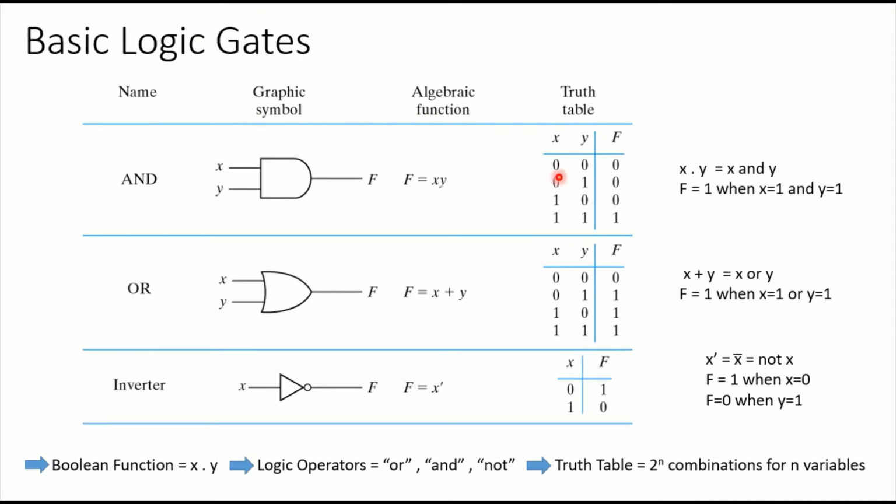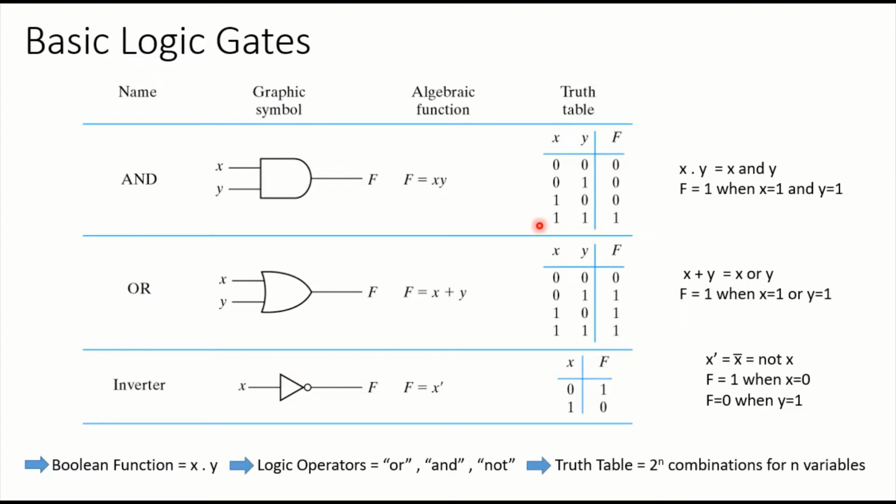Okay, now consider the first case when we apply 00 at the input of the AND gate. So we apply 0 at the X input and 0 at the Y input. According to the condition or according to the operator, we will get 0 at the output. Here is the condition: when X is 1 and Y is 1, we will get F equal to 1, otherwise 0. We can see from here that for 00 we are getting 0, for 01 we will again get 0, for 10 we will again get 0.